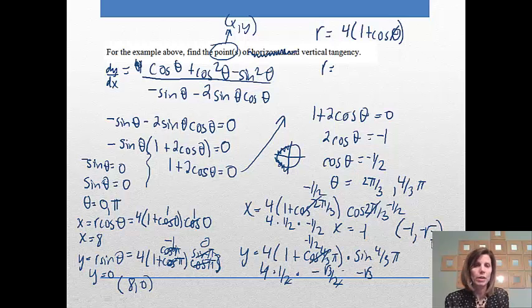So hopefully now you can take the derivative of a function given in polar form.